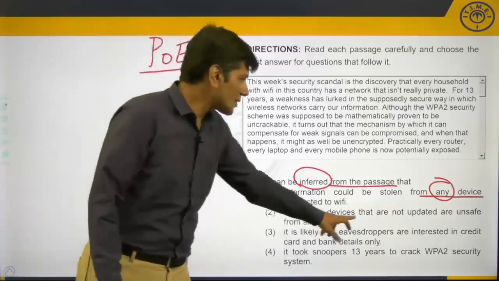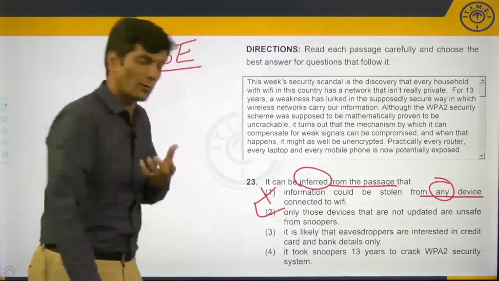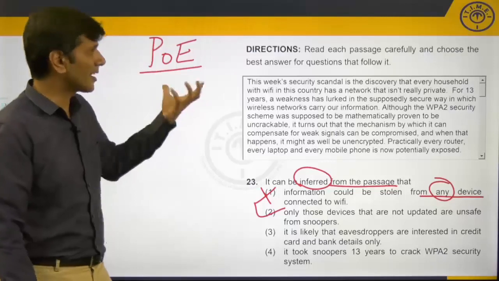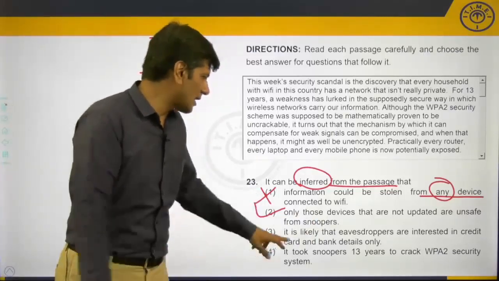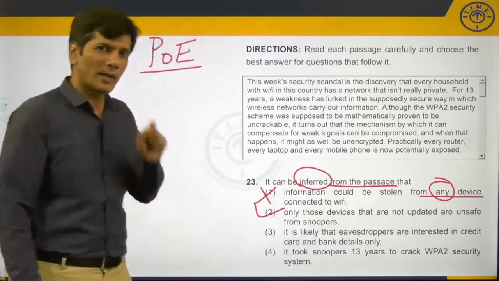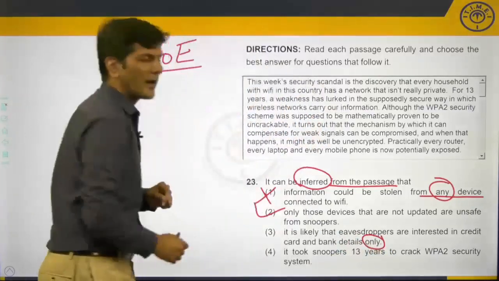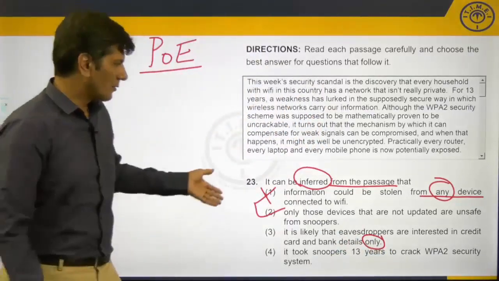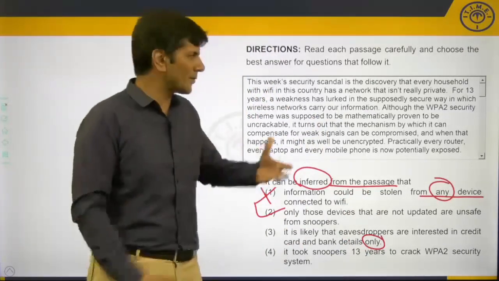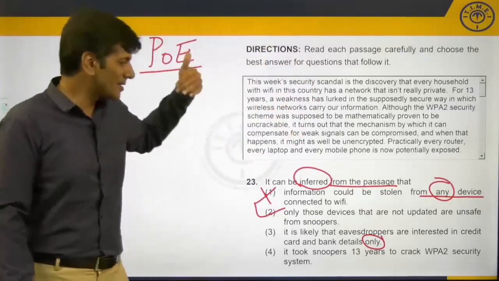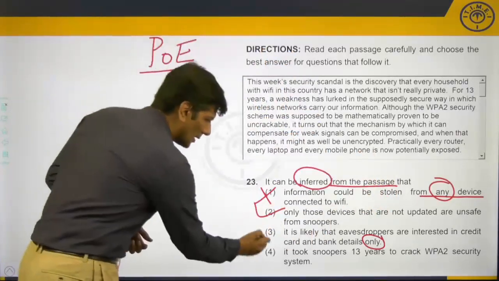2, only those devices that are not updated are unsafe from snoopers. Yes, of course. That's just what we discussed now. That's there in your paragraph 2. 3, it is likely that eavesdroppers are interested in credit card and bank details only. So again, take a look at the kind of qualifying words and quantifying words that answer options use. We know that eavesdroppers are interested in your personal details, your credit card details and bank details. We can infer that from somewhere in the paragraph. But is this all that they are interested in? Not really. That cannot be inferable.